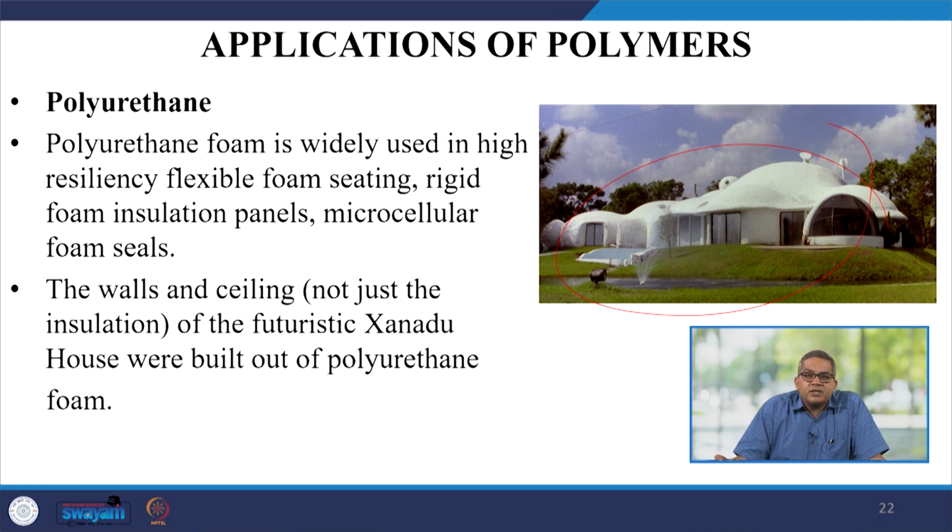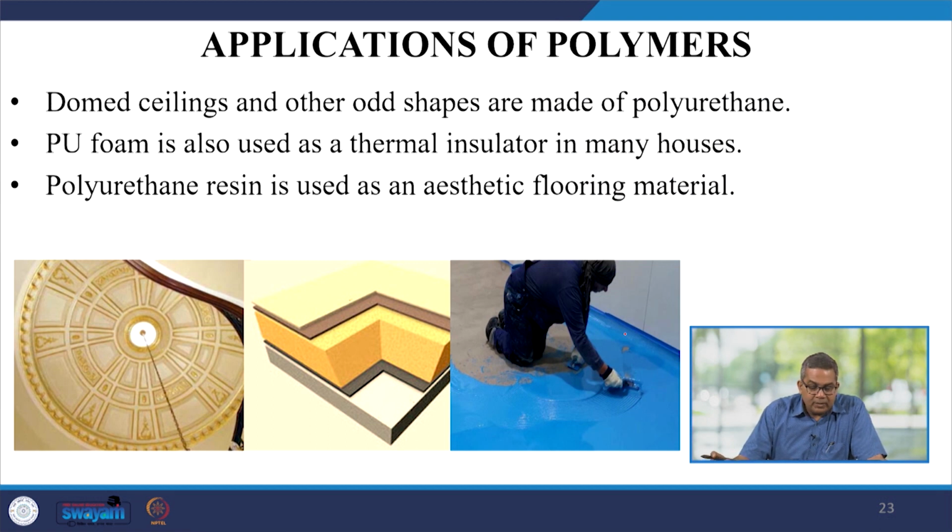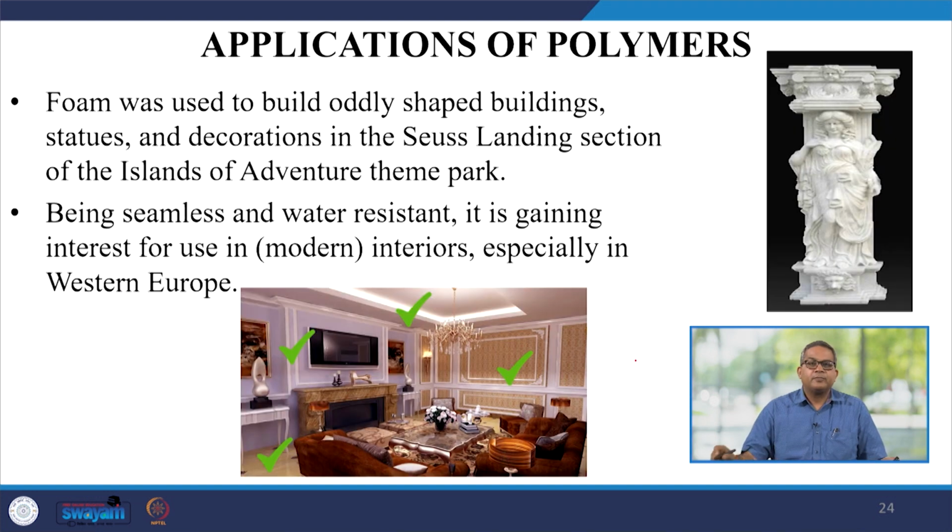The walls and ceiling of the futuristic Xanadu house were built of polyurethane foam. Here, domed ceilings and other odd shapes are usually made of polyurethane. PU foam is also used as a thermal insulator in many houses, and polyurethane resin is used as an aesthetic flooring material. This foam was first used to build oddly shaped buildings, statues, decorations, etc. Being seamless and water resistant, it is gaining interest for use in modern interiors.